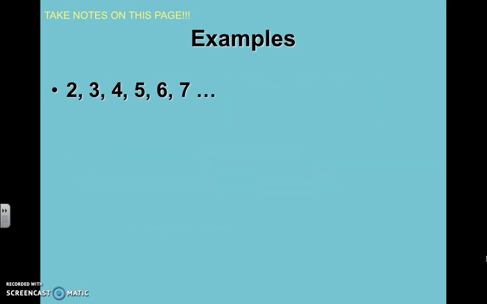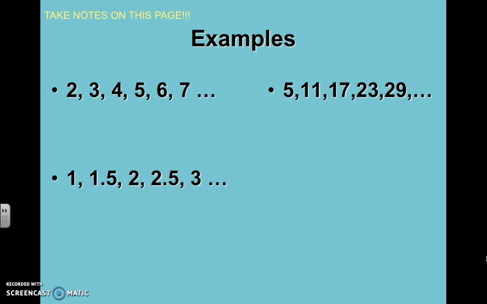Here's an example, or several examples. 2, 3, 4, 5, 6, 7 is a sequence that is arithmetic. 1, 1.5, 2, 2.5, 3 is arithmetic. 5, 11, 17, 23, 29 is also arithmetic, and 10, 7, 4, 1, -2. So I want you to pause the video, write these down, and figure out the common difference, or in other words, what number are you adding each time?